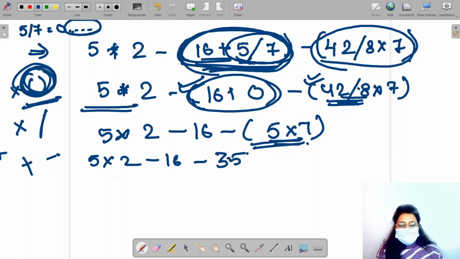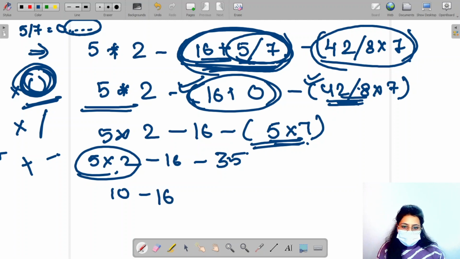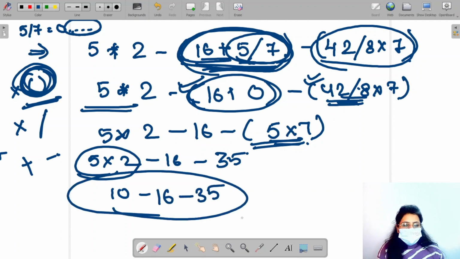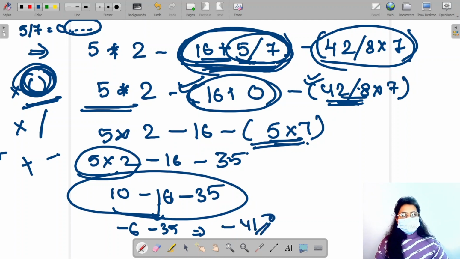Now the priority came, multiply has the priority now. So we'll have 10 minus 16 minus 35. Now subtract them in any order, it will not make any difference in the answer. So we'll have 10 minus 16 is minus 6, minus 35 will come as minus 41, right? This would be our answer to this expression.